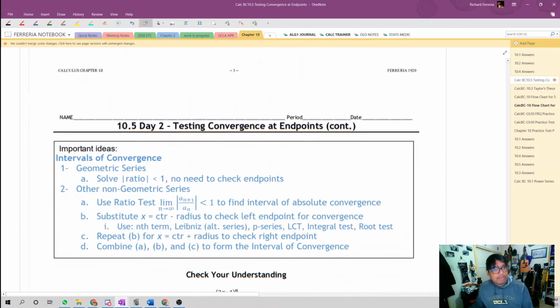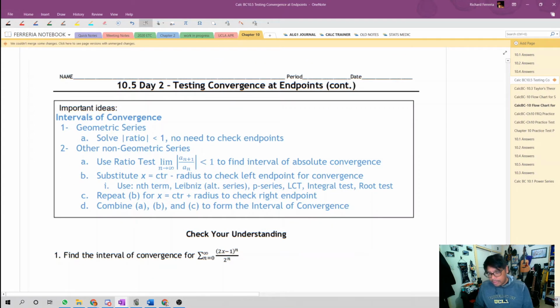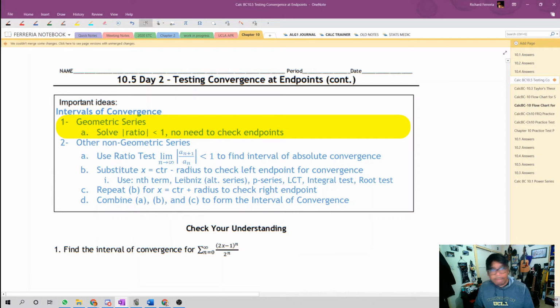So we are ready for some important ideas. When you're trying to find an interval of convergence, the first thing you need to do is to make sure that you're not looking at a geometric series. And the reasoning is because when you analyze a geometric series, there's a lot less work for you to do. You don't need to check the endpoints. All you need to do is find the ratio and solve the ratio is less than 1.